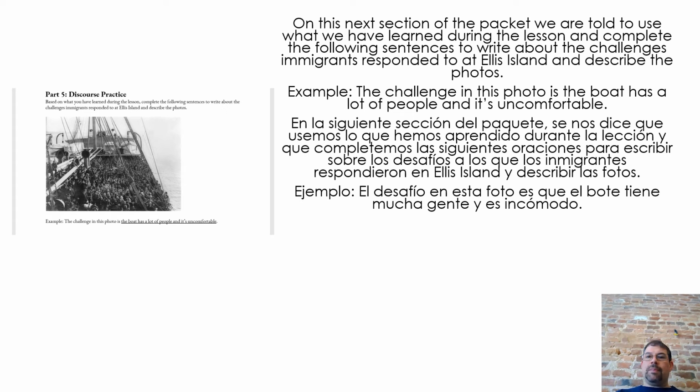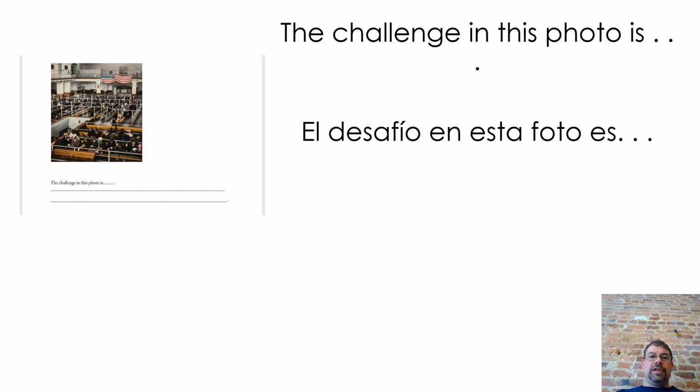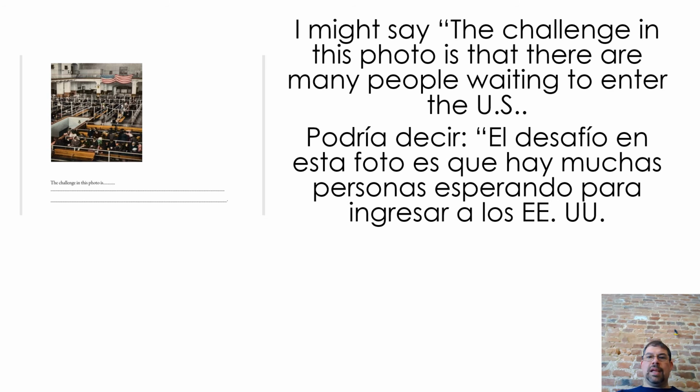On this next section of the packet, we are told to use what we have learned during the lesson and complete the following sentences to write about the challenges immigrants responded to at Ellis Island and describe the photos. Example: the challenge in this photo is the boat has a lot of people and it's uncomfortable. The challenge in this photo is... I might say, the challenge in this photo is that there are many people waiting to enter the U.S.